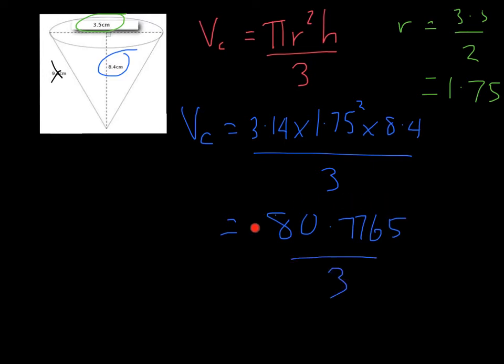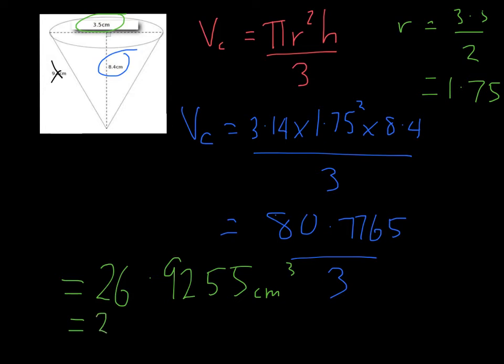It would be okay if you rounded this number off during calculations, completely up to you, but because I'm leaving it in my calculator, I've written it out just to show you what my calculator is showing. I'm now going to do that 80.7765 divided by 3, which is going to leave me with the answer of a volume of 26.9255 centimeters cubed. If I round that correct to 2 decimal places, which is more than enough, 26.93 centimeters cubed.